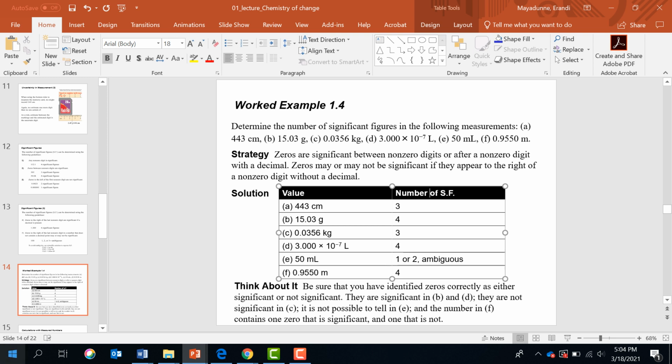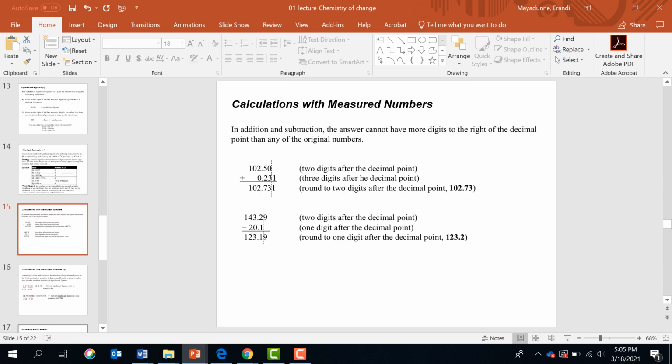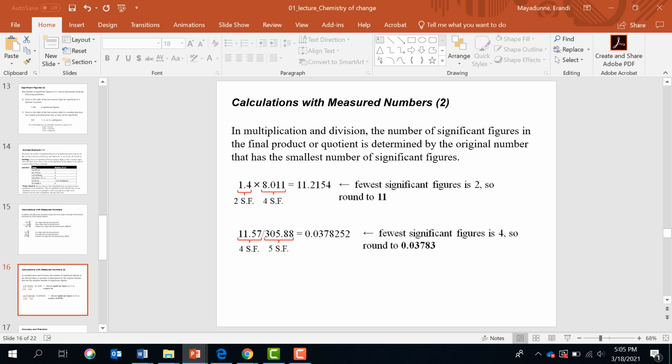Also, I wanted to show what the rule is when you do addition and subtraction. Very important to know. The rule in Sig Figs for addition and subtraction: the answer cannot have more digits to the right of the decimal point than any of the original numbers. So these two have 2, this is 2.3231. So you need to give the answer to 2 decimal places because this has only 2. This one, give 1, because it cannot have more digits to the right of the decimal point than any of the originals. The original one has 1 decimal place, so you give the answer to 1 decimal place as well.